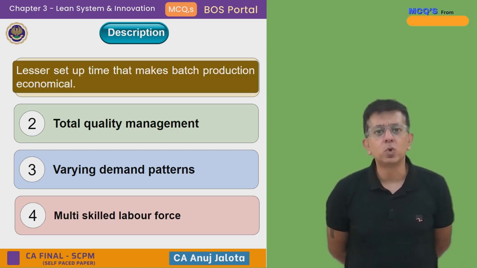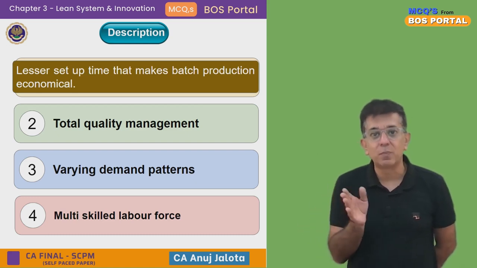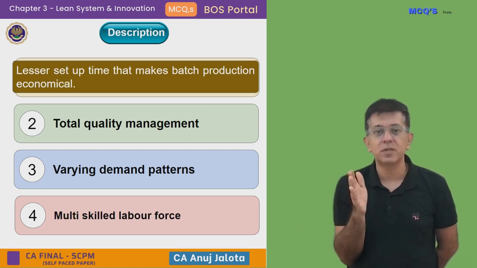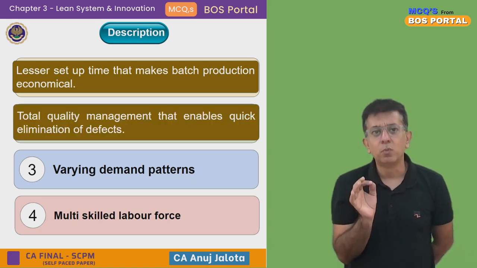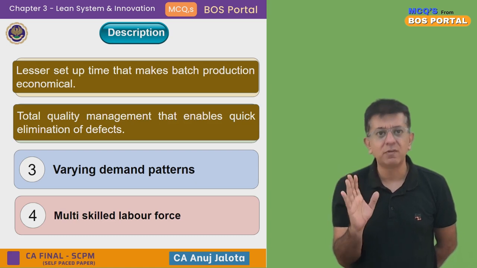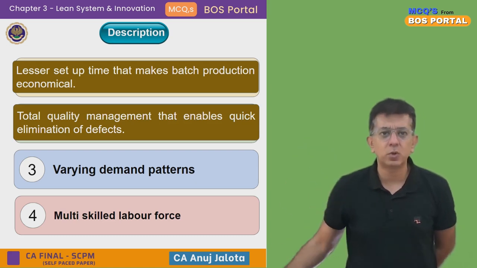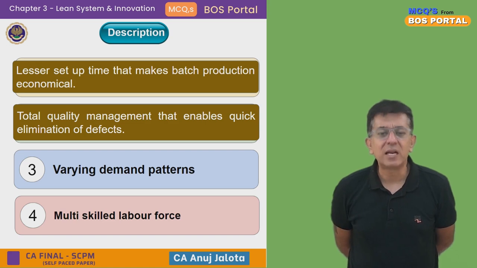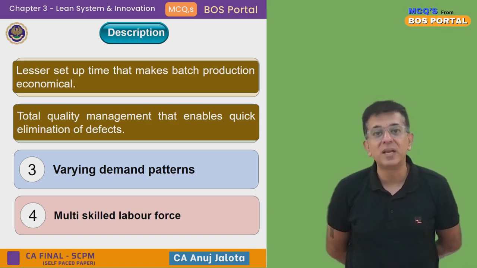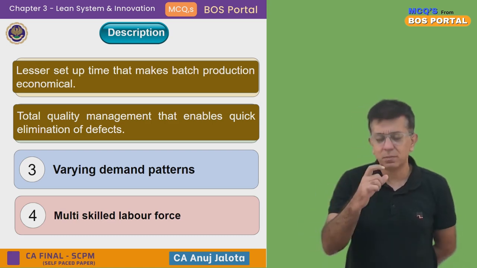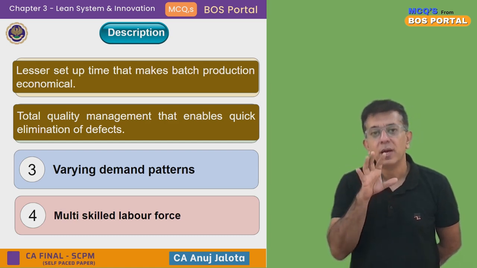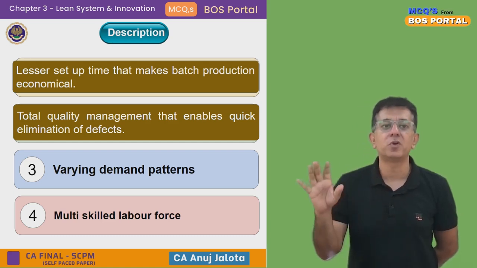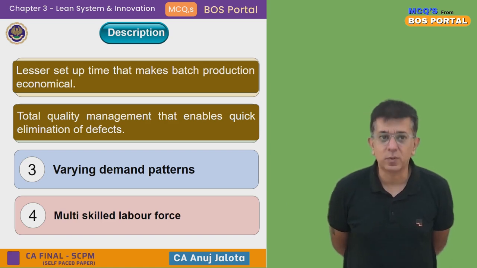Then point number two, total quality management. Now the backbone of a good JIT system is nothing but TQM system. That will ensure that there are no defects. And the moment the goods are produced, without inspection also, they can be sent to the customer. So that will ensure that the customer gets the goods the moment he had ordered. Obviously there'll be some time lag for sure, but we like to keep that time lag as less as possible. So TQM is the essence of your JIT system. Let's go over to the next one.